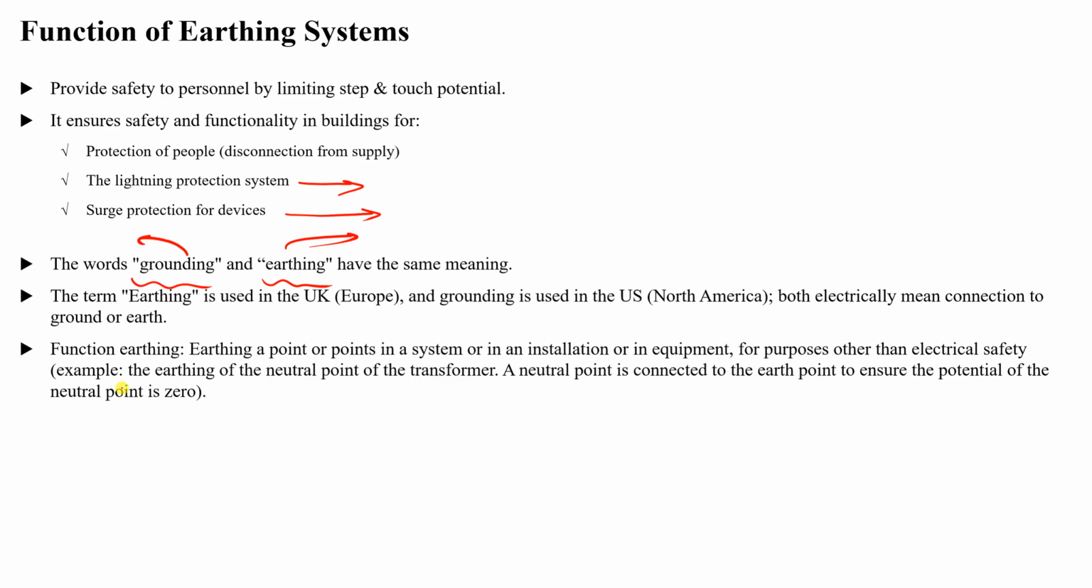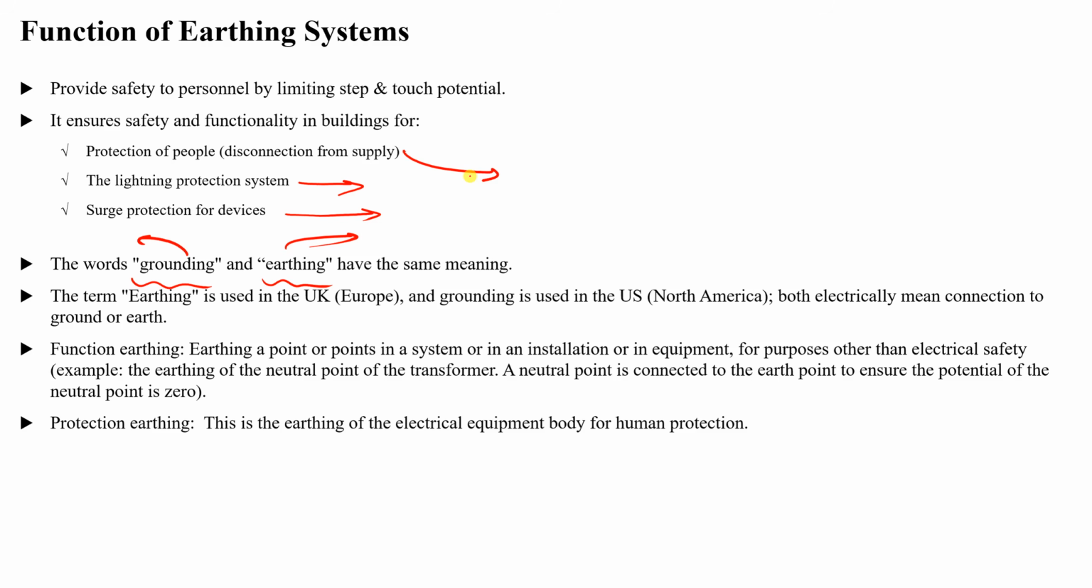Now, these are two definitions that I want to discuss too, just for knowledge. When we say we have a function earth, it means that we are connecting a point to the earth for purposes other than electrical safety. So when we do this earthing system for protection, we call it protection earthing or protective earthing. This is the earthing of electrical equipment for human protection. When we say function earthing, we are connecting for purposes other than human protection.